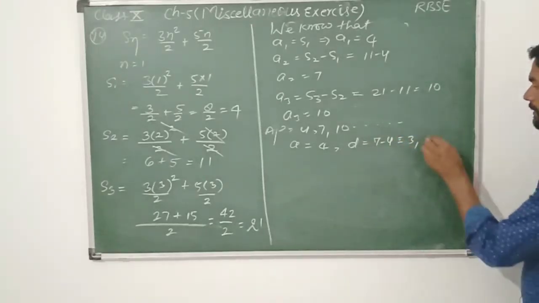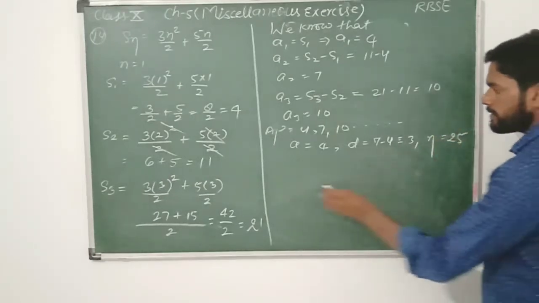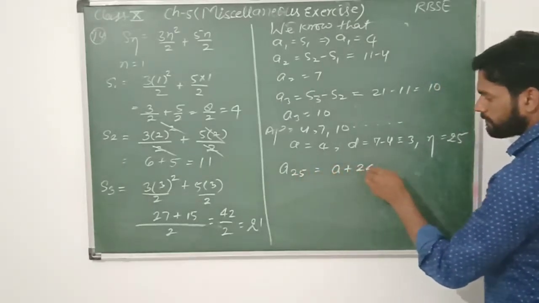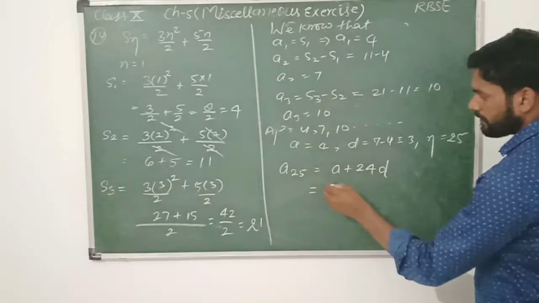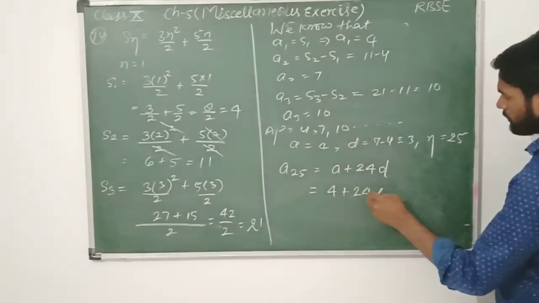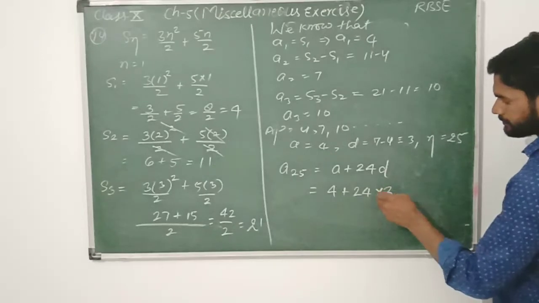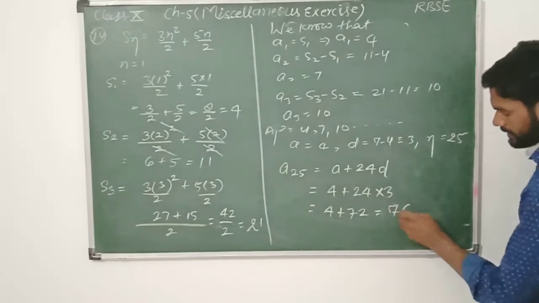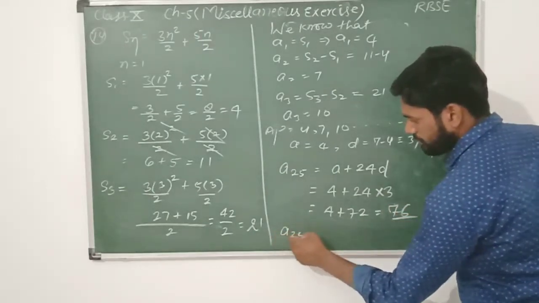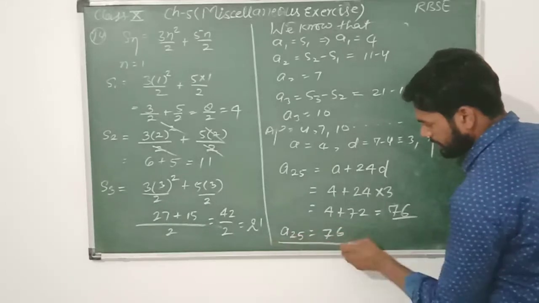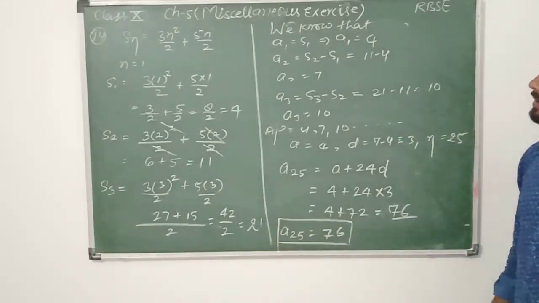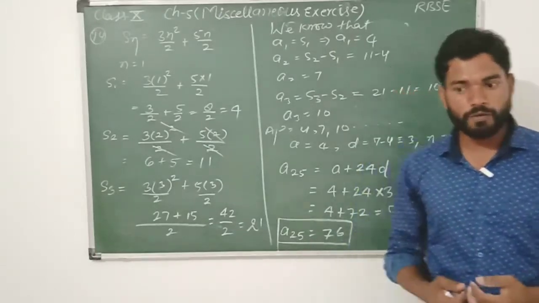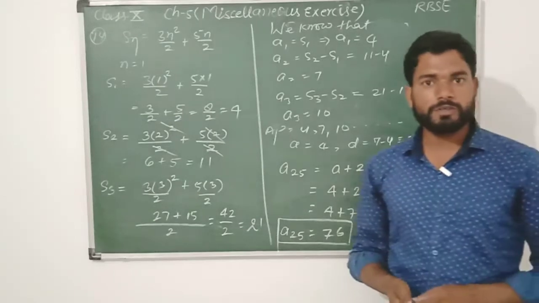Now what are we going to calculate? The 25th term, meaning n is equal to 25. So the 25th term a25 is equal to a plus 24d. a is 4 plus 24 into d, which is 3. 4 plus 72 is equal to 76. So the 25th term of the given AP is 76, and it is the required answer of the given question, question number 14 of the miscellaneous exercise of chapter number 4.